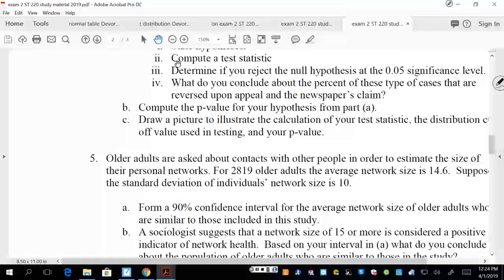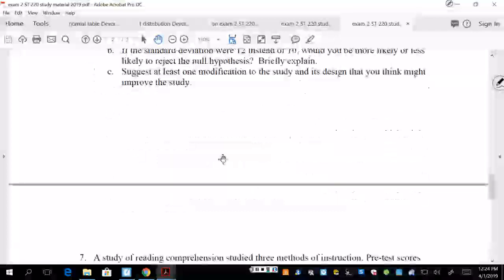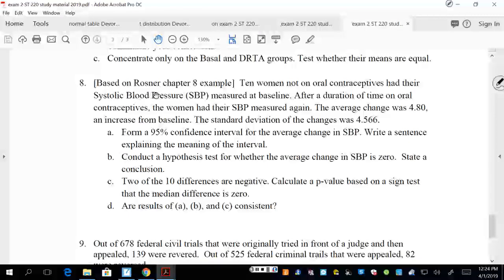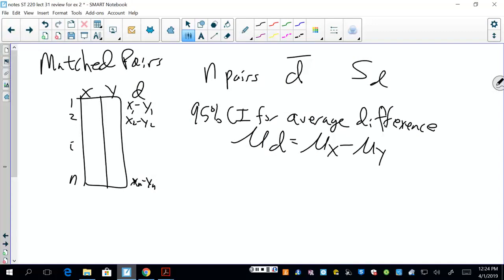That's probably big enough. The last one that's in here: 10 women not on oral contraceptives had their systolic blood pressure measured at baseline. After a duration of time on oral contraceptives, the women had their systolic blood pressure measured again. The average change was 4.80. Standard deviation was 4.566. So it's the same women, and it's clearly indicating change. Once you get that difference, and you have one sample, it looks very much like the other one.